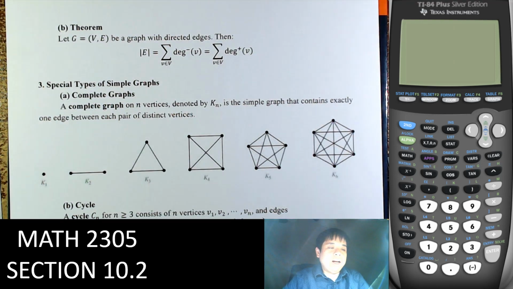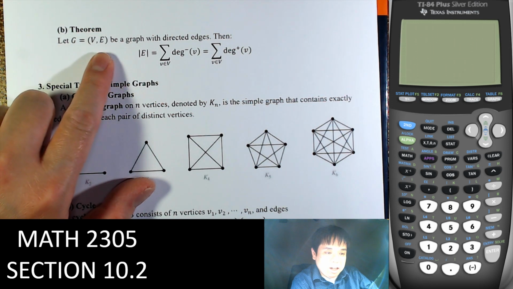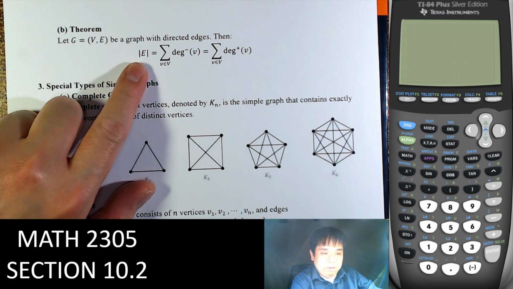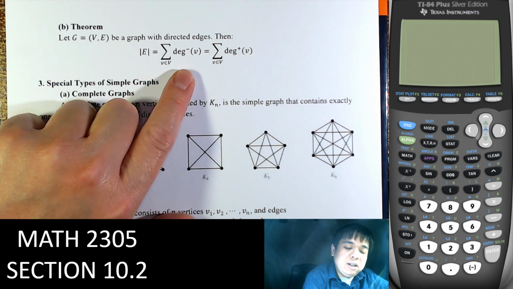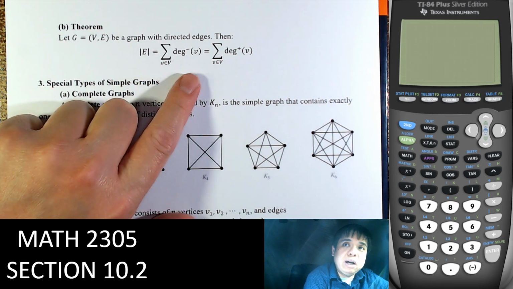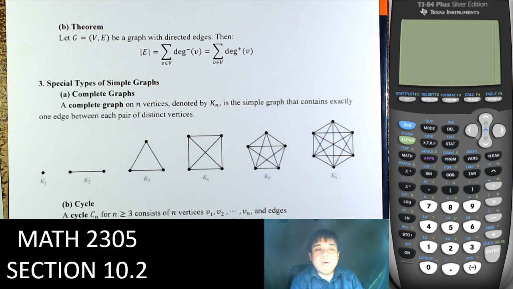Right, next we have: let G be a graph with vertices and edges. The number of edges is equal to the total degree coming in, which is equal to the total degree coming out.